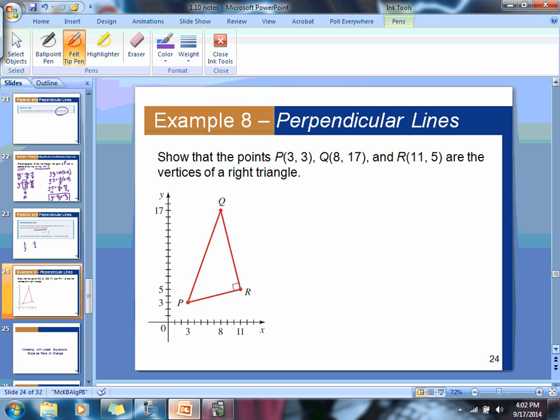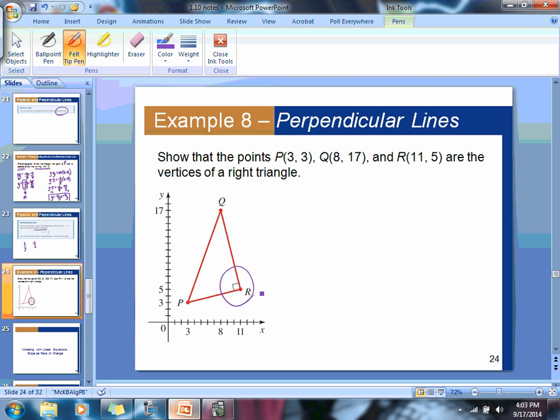So example 8, we have this one and then one more. Example 8 says to show that the points P, Q, and R are the vertices of a right triangle. Now, the nice thing for us is that they gave us a picture that goes along with this problem. If this was just the way that the problem was written in your homework, you would want to graph the points first to see the triangle. And in our diagram, we can see that R is our right angle.